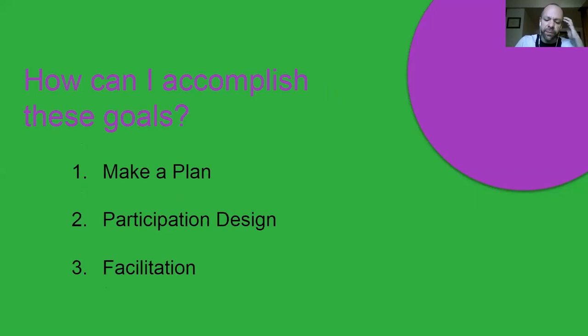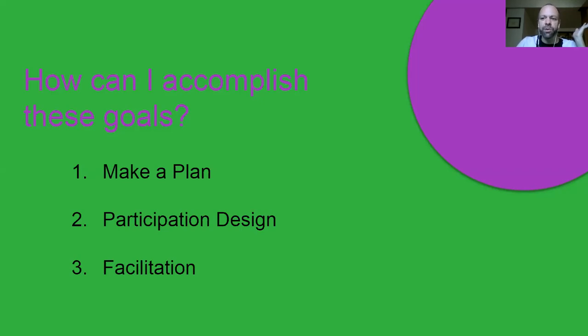So once we have this list of assets, then we can move on to this next question around the how. How can I accomplish these goals? And we have a 3-step process. First, make a plan. I love a plan.